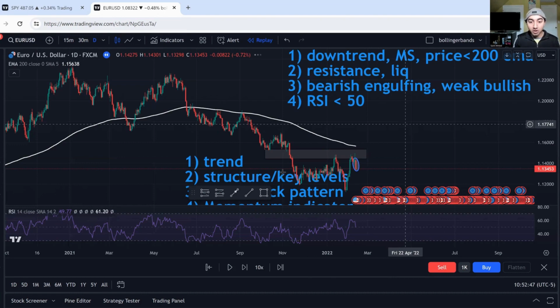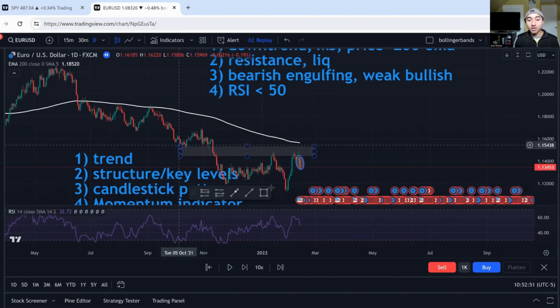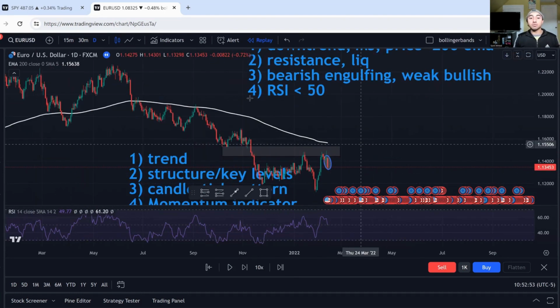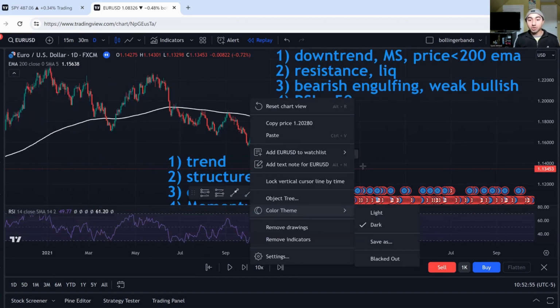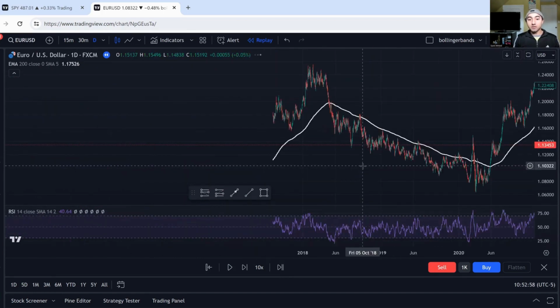This is the perfect opportunity to strike. Not over here, not over here. This is when we take the trade. Simple as that, guys. Okay? Simple as that. So let's go to another setup. Let's go to the upside now.